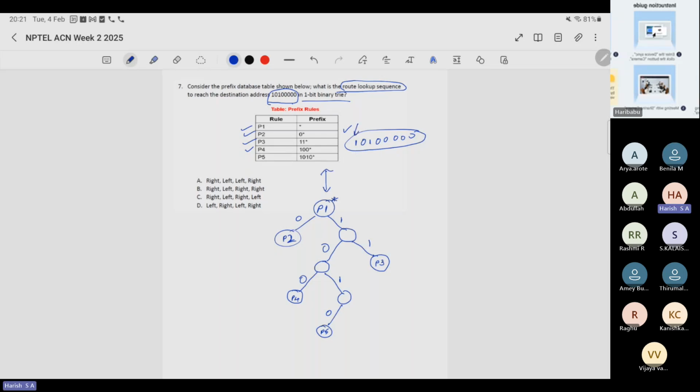packet comes? So what happens is, it takes the first bit and then it sees, and then it compares. Right? It compares as to where it has to go. And then it takes the second bit and then it compares the third bit and then the fourth bit and then the fifth bit. Likewise. Right? So can you figure out what is the right sequence here?